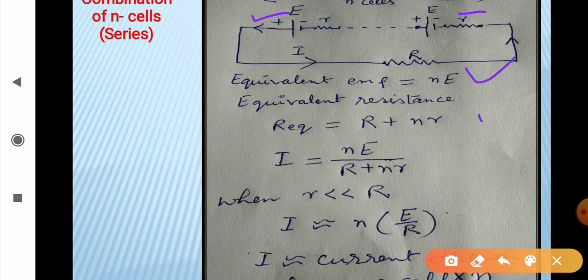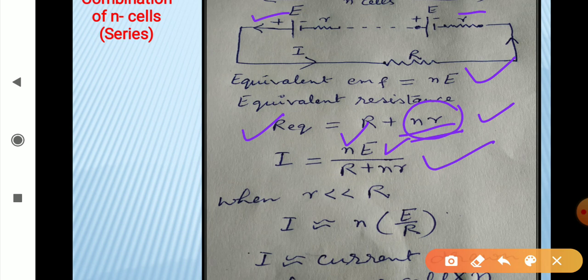Equivalent resistance will be external resistance R plus total internal resistance, and they are all in series, so r plus r n times will give you nr. So total equivalent resistance becomes R plus nr. So the current in the circuit becomes nE upon R plus nr. And when do we use this?